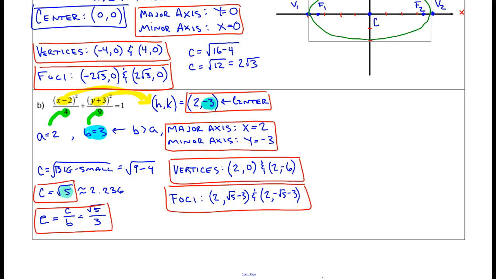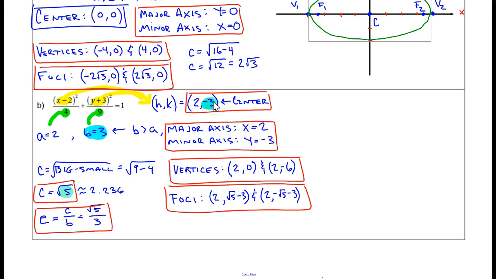Okay, folks, there's all the parameters for this ellipse, and a couple things I'll point out. In this case, B was larger than A. That tells me that my major axis will be vertical, and it has an equation. A vertical line has an equation of x equals a number. In this case, it's x equals 2, which is the x coordinate of the center. Minor axis will be horizontal. Its equation is y equals -3.